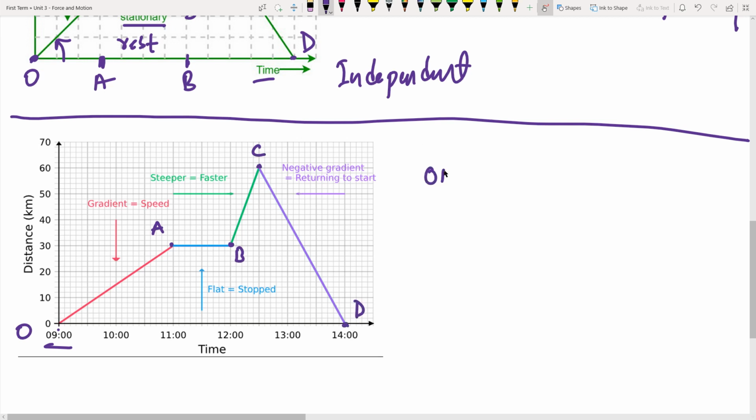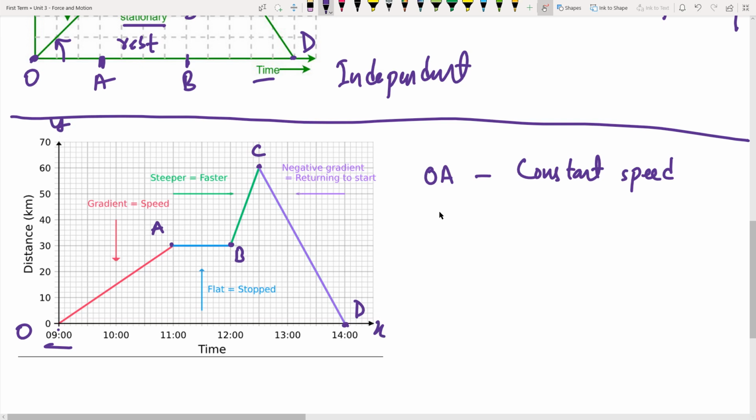So from O to A, she's having constant speed, right? And the gradient is the angle or the steepness of this curve, right? This line, how steep it is. Steep means how closer it is to the y-axis, right? This is the y-axis and this is the x-axis, right?